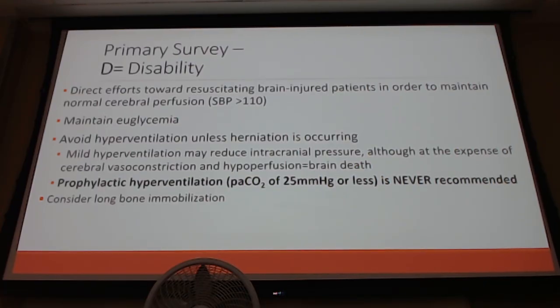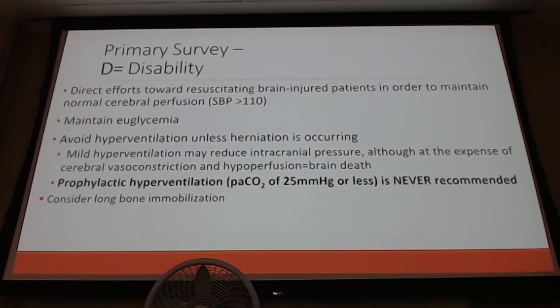I still got time. All right, so disability, we want to look for any sort of significant head injury, TBI, that's what we're looking for during this. Because those patients, as we'll talk about during our brain injury lecture, we have to keep most of their parameters in a normal range. But their blood pressure, we want to keep it above 110. We don't want any episodes of hypoxia.